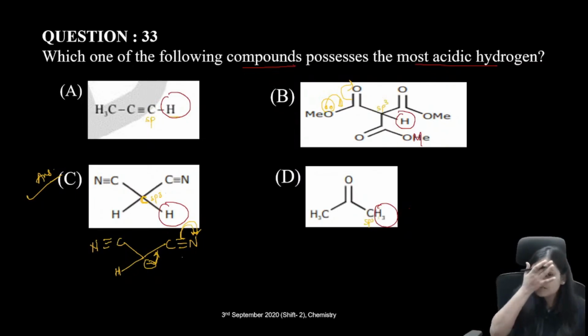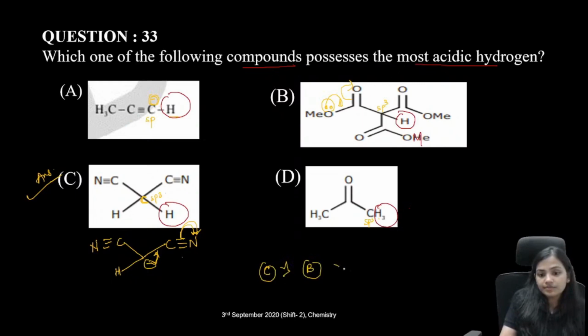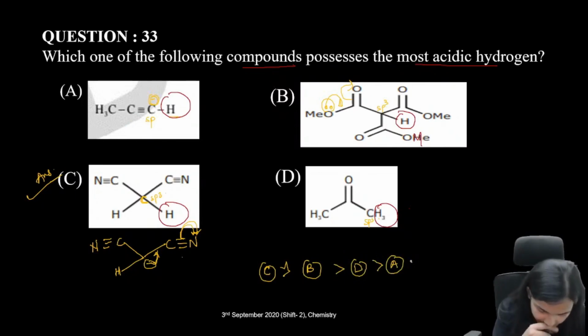Now, which hydrogen is most acidic? Here you have a resonance, here you have a resonance, here you have a resonance. Here there is no resonance, you will be getting a negative charge only over the carbon. So if you will see the order, C is going to be more acidic, then B, then D, then A. Absolutely, Shreya. Right answer.